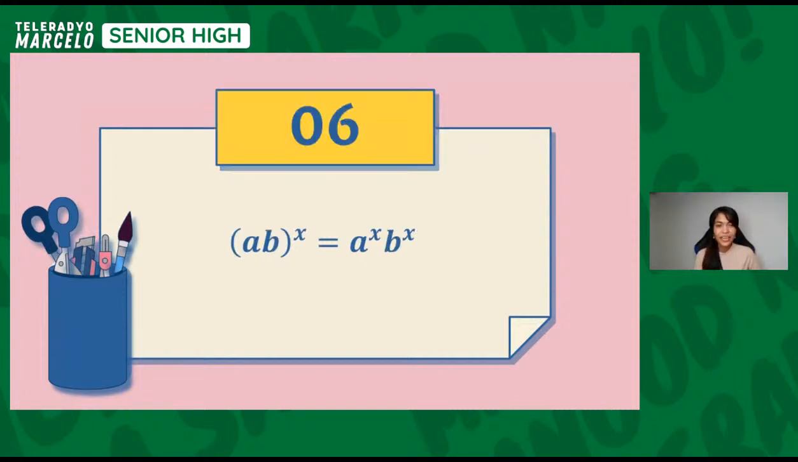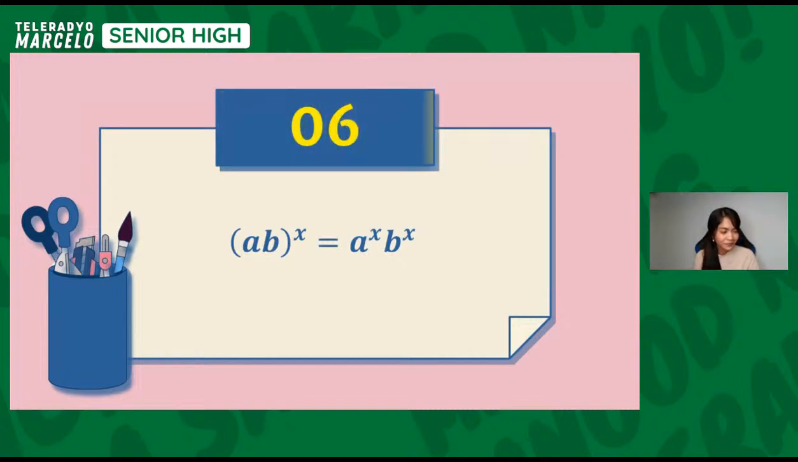Next one, we have AB raised to x equals A raised to x, B raised to x. Again, is this true or false? You have 5 seconds for this item. Okay, time is up. This item is true. What is the reason behind that? So when we are raising a quantity to a number, all of the terms inside the quantity will be raised to the power of the said number. Meaning, we have to distribute the exponent to each term inside the parentheses.